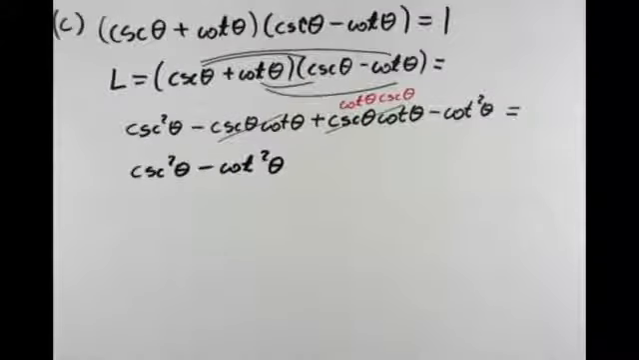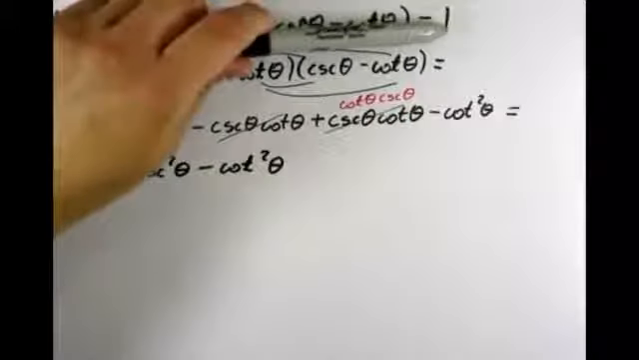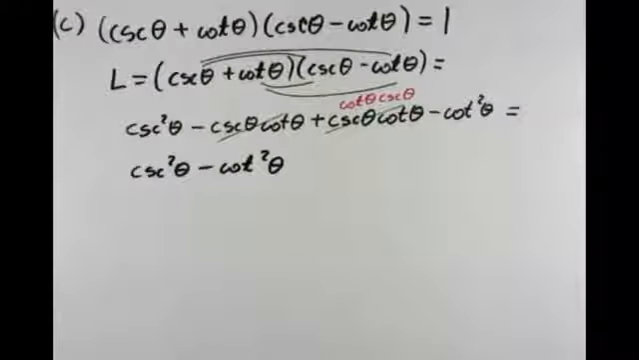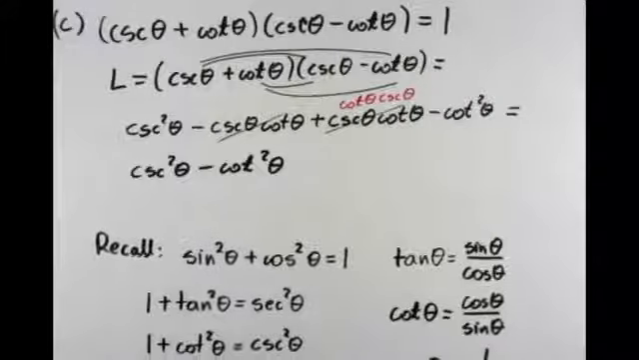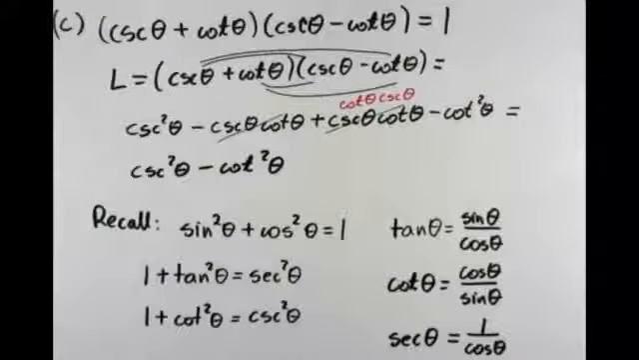You can change to sine and cosine if you want to, and find the common denominator and end up with 1. That would be one way to do it. Or we can check the chart. What else can we find? We can check the chart for what we have.